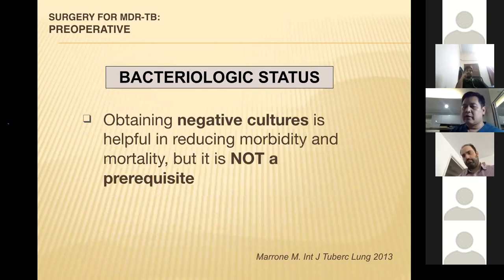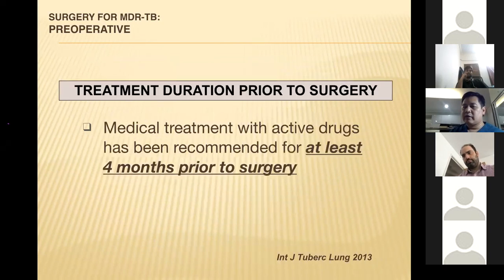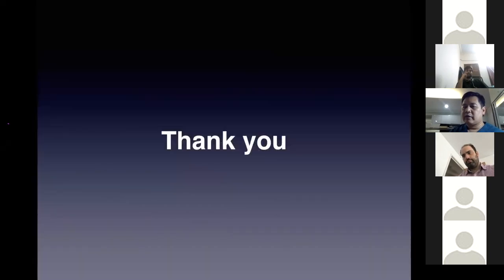So having a negative culture or smear is not a prerequisite for surgery, but it would be good if you can do it on an elective basis. Again, have 4 months of treatment, but in patients with MDR, it's not really feasible for you to have those negative cultures most of the time. So at least 4 months of anti-TB treatment is recommended prior to surgery. So I think that's my last slide.